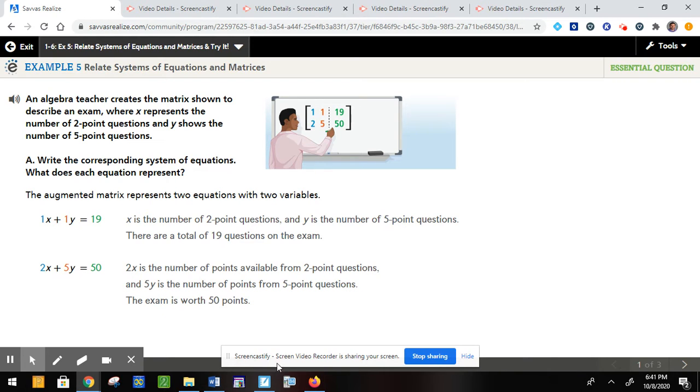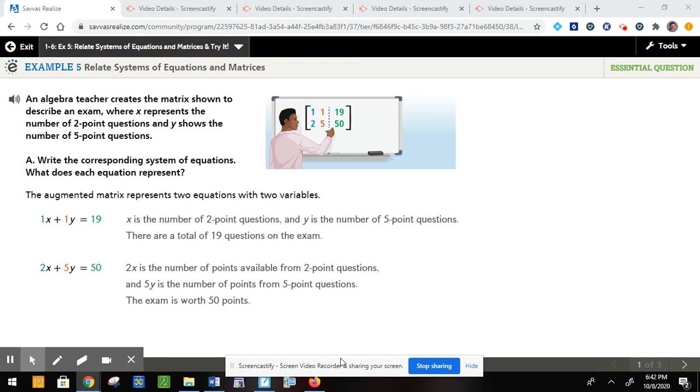What you're going to be able to do now with this system of equations is, if we were to solve it, you'd be able to figure out how many 2-point questions and how many 5-point questions are on the exam, given that there's 19 total and that the point value for the whole thing is 50. But that's just context. So we're just basically taking the matrix and writing equations. That's all we're doing right now. We're still just transferring between the two.